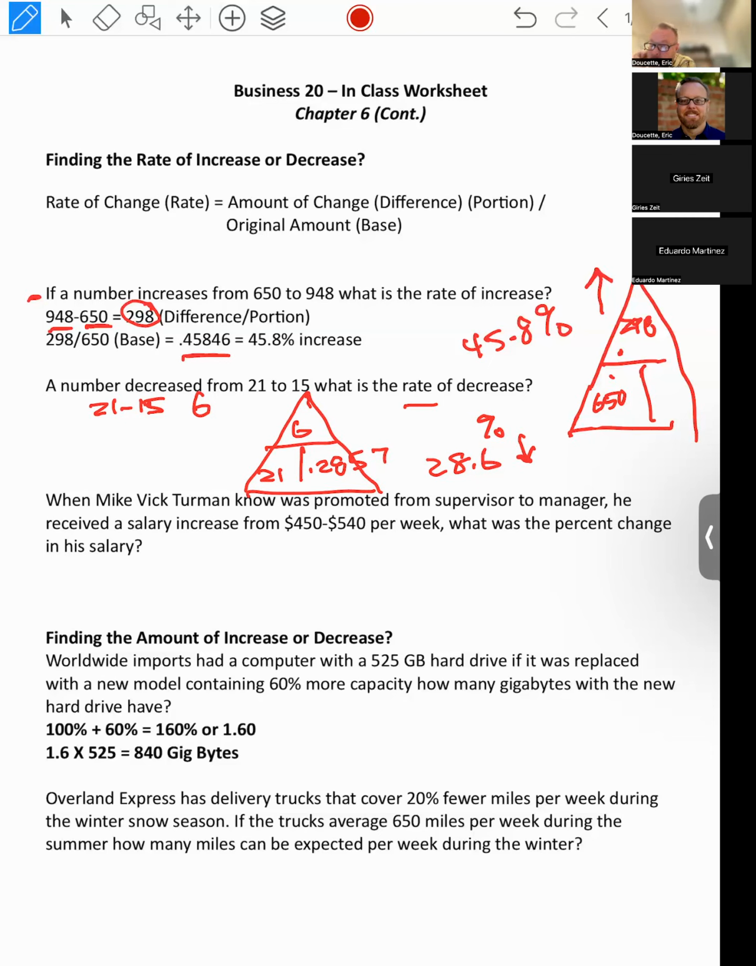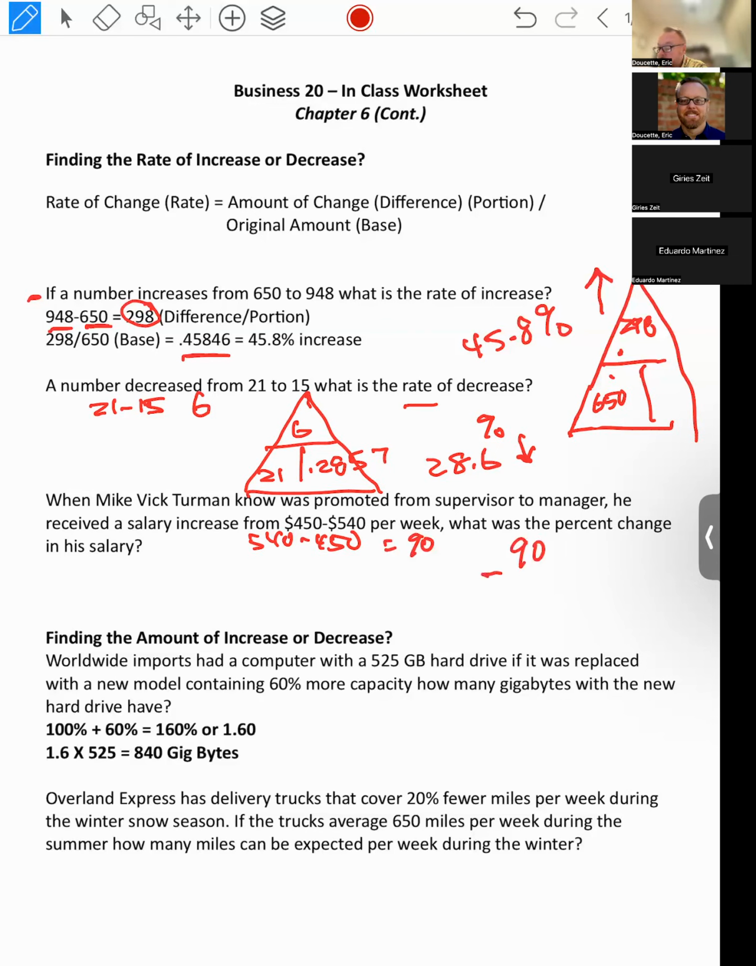So next question, when Mike Vick was promoted from supervisor to manager, he received a salary increase from $450 to $540 per week. What was the percent of change? So if I take 540 and I minus 450 just to find the difference, right? Comes out to $90 difference. So he got a $90 increase.